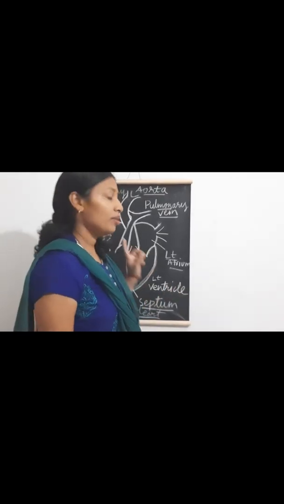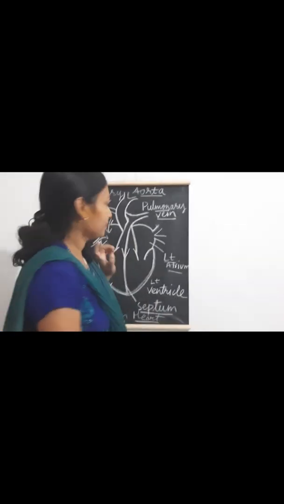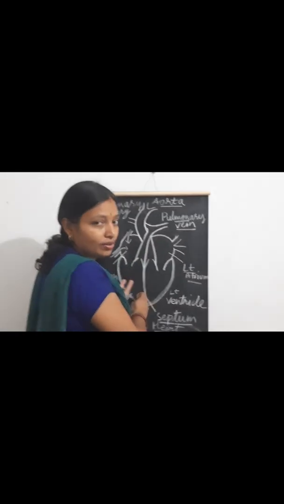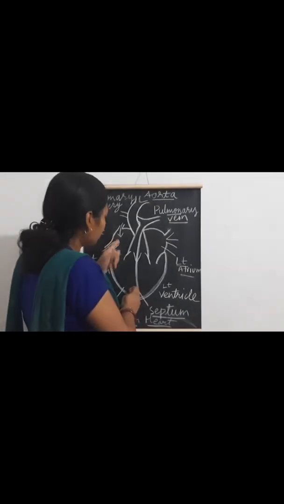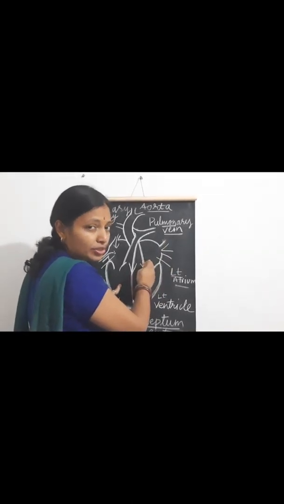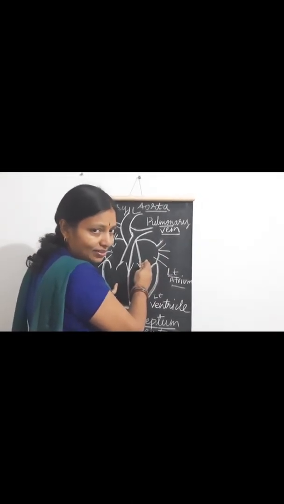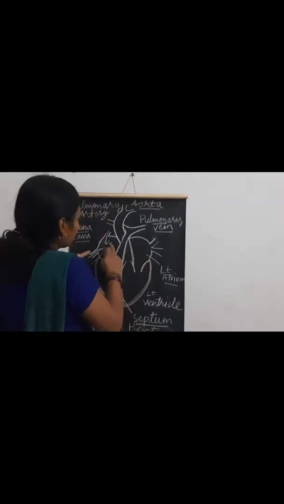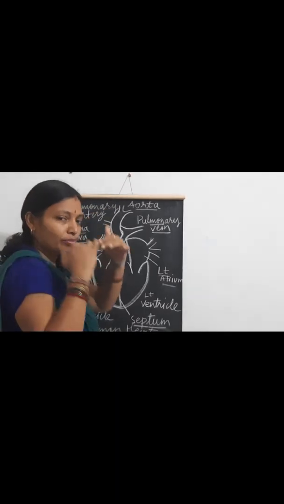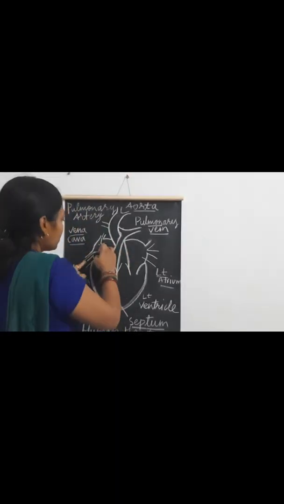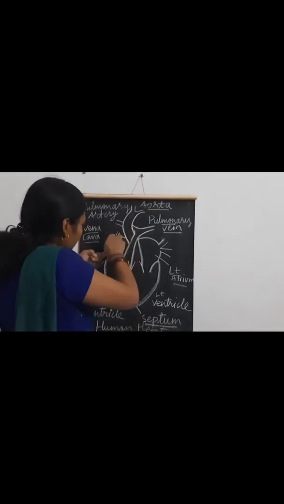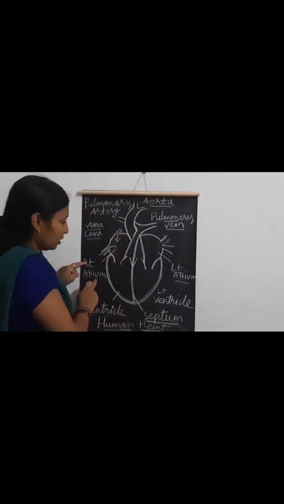Now we will see how the blood circulates through the heart. The right side is concerned with deoxygenated blood. The right side receives deoxygenated blood. The left side receives oxygen-rich blood, means oxygenated blood. Okay. So let's start from here. From all the parts of our body, the vena cavas bring deoxygenated blood. They pour the blood into this right atrium.